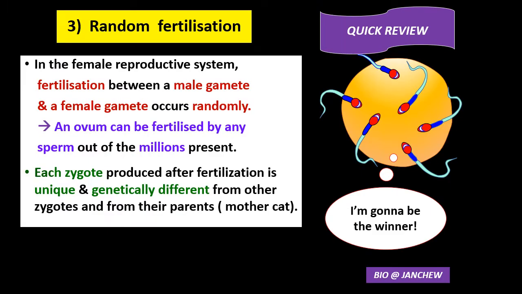The third genetic factor that causes variation is random fertilization. In the female reproductive system, fertilization between a male gamete and a female gamete, between the sperm and the ovum, occurs randomly, also in the cats, in the female cat. So an ovum in the female cat can be fertilized by any sperm out of the millions that are present. So each zygote produced after the fertilization process is unique and genetically different from other zygotes, and also genetically different from their parents, from the mother cat.